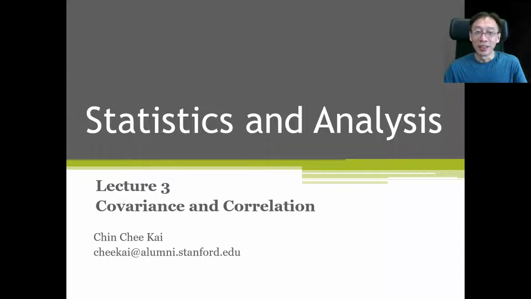Welcome back. In this session, we want to discuss these two important descriptives for two-population data, and they are covariance and correlation.